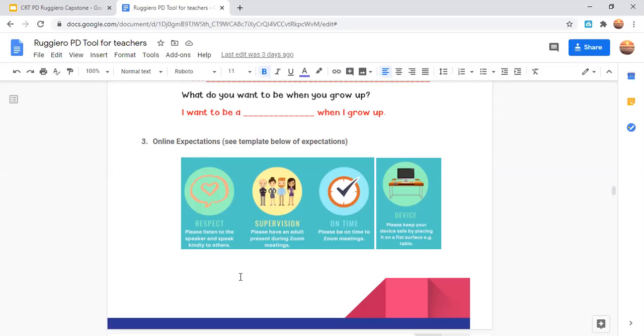And then keep your device safe. So a lot of schools are lending out technology to students, which is great, but it's students' responsibility to keep that technology safe, like keeping it flat on a surface.